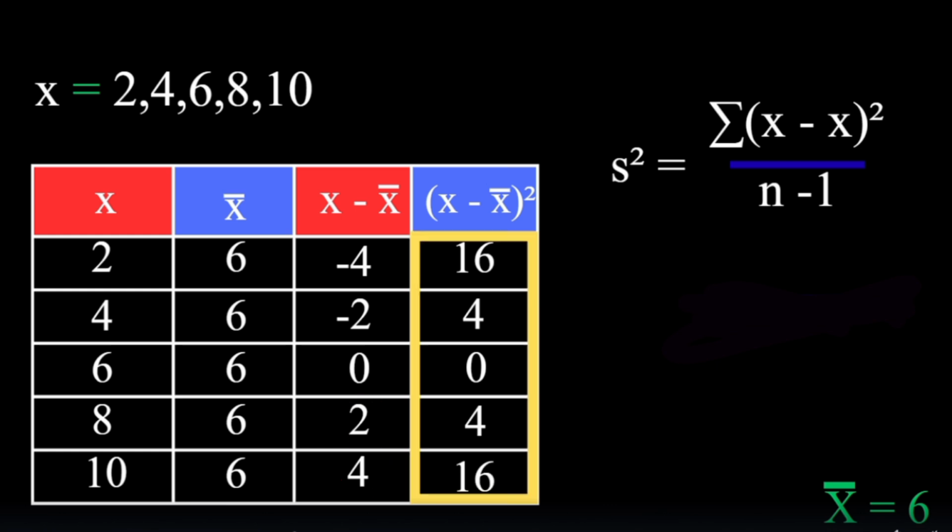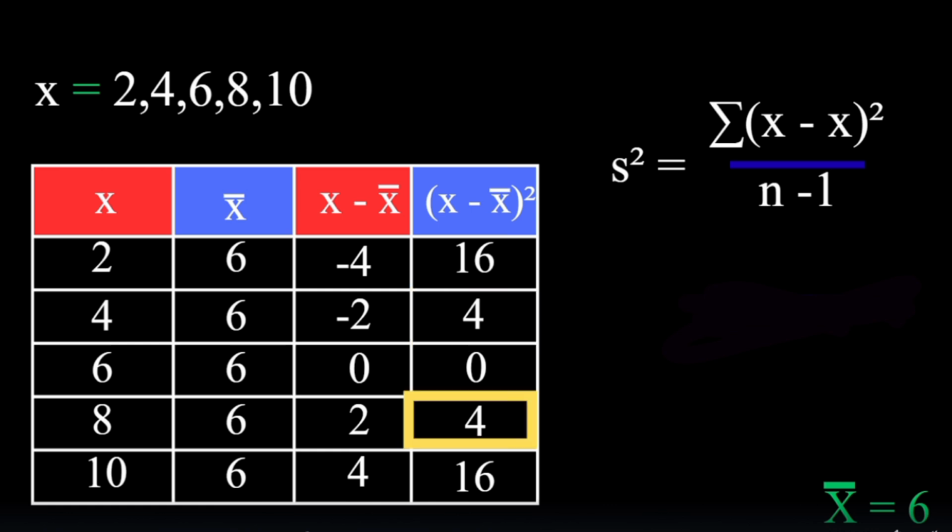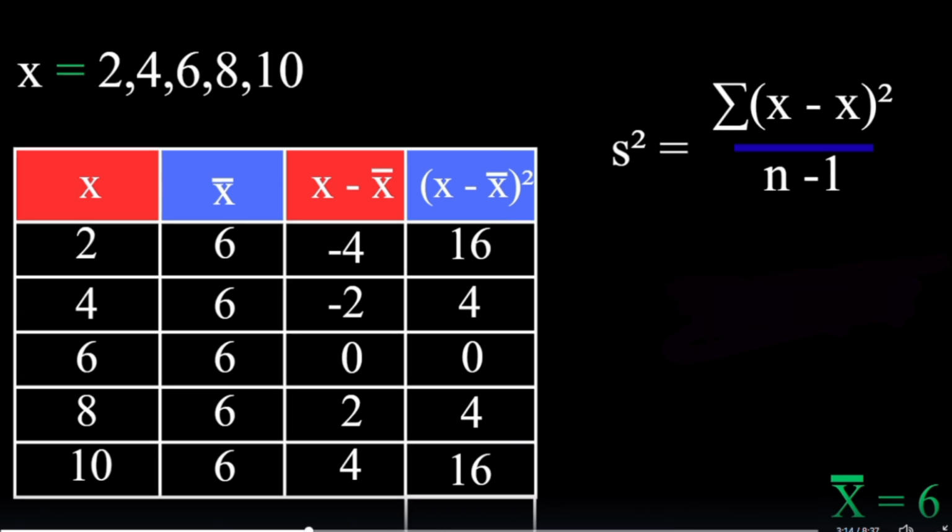Now to get the summation, we basically add 16 plus 4, that is 20. Then plus 0, that is just 20. Then plus 4, that is 24. And lastly, plus 16, that gives us the summation of (x minus x bar) squared as 40.